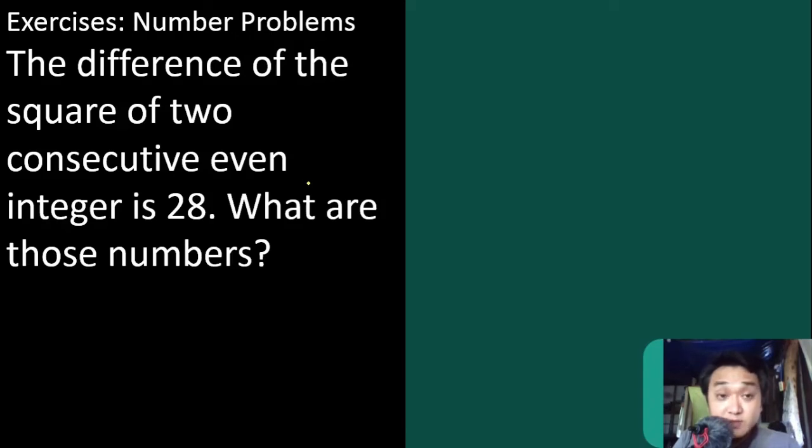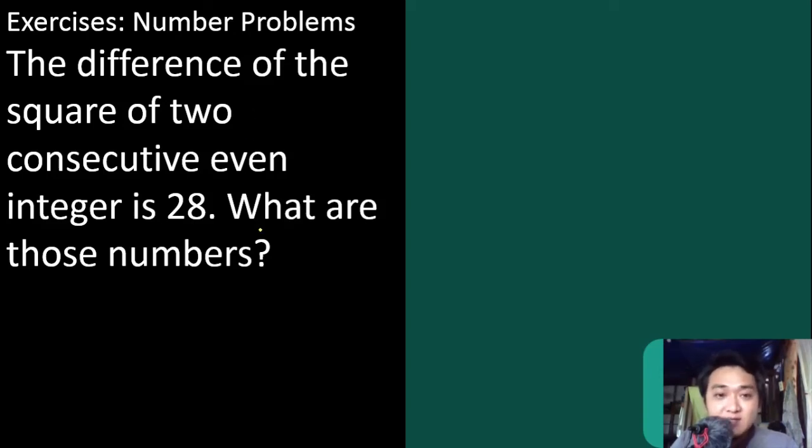On the next word problem that we are going to have, it has something to do with number problems. Let me first read to you the problem. The difference of the squares of two consecutive even integers is 28. What are those numbers? So again, chop uli natin yung mga phrases and then let us try to comprehend each of the phrases para mas madali nating masagutan yung problem, mas madali nating ma-identify kung ano yung mga known values, unknown values, tsaka kung ano yung tungkol saan yung tanong.